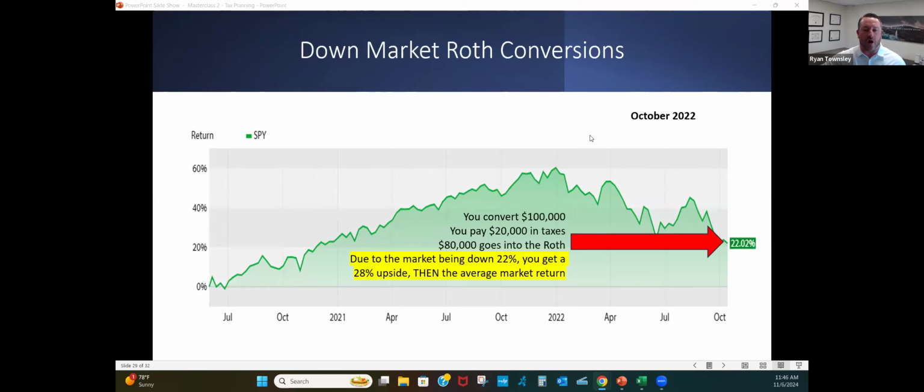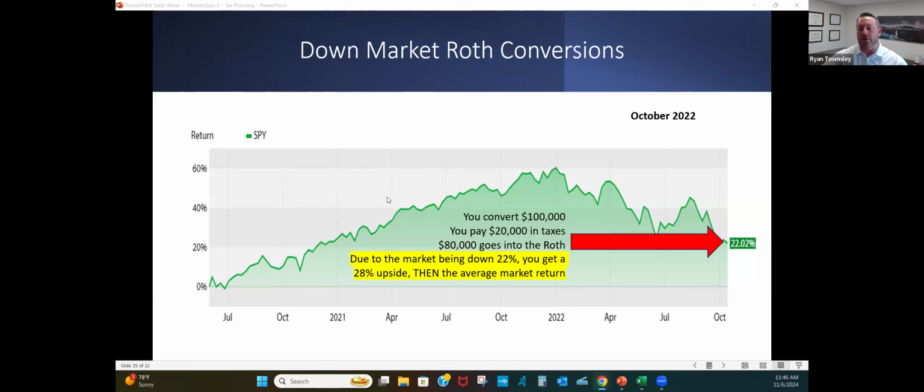Well, and we convert 100,000, same scenario. We pay 20,000 in taxes. Now we have 80,000 in our Roth, but that 80,000 is going in here, meaning that we get 28% upside for the market to come back to even, and then we get an average return after that, right? So that's why I think the math behind this makes a lot of sense, to where if you're going to convert anyway, it makes more sense to expedite those conversions or even increase them the more the market goes down, if you have the room for it.